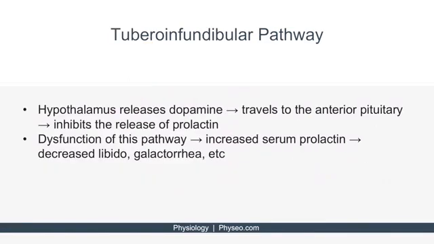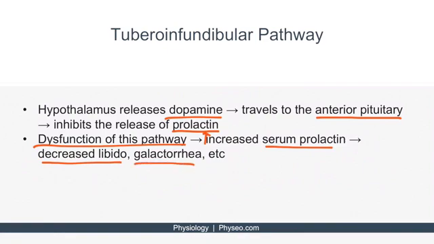So now the last pathway is the tuberoinfundibular pathway. In this pathway, the hypothalamus releases dopamine, which travels to the anterior pituitary, which then inhibits the release of prolactin. So if you have dysfunction of this pathway, you're going to have decreased inhibition, which causes increased serum prolactin. And when you have hyperprolactinemia, you will get decreased libido, galactorrhea, and other things.